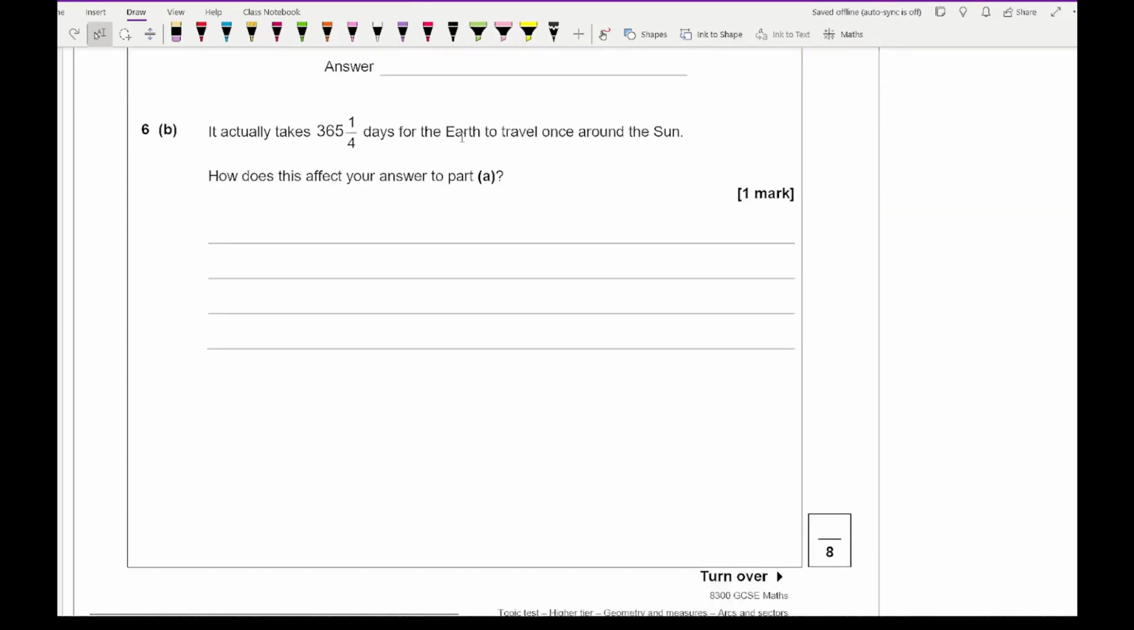Then moving on to 6b, it says it actually takes 365.25 days for the Earth to travel once around the Sun. How does this affect your answer in part A? Well, if the time is increasing, then that means it's going to travel less miles.